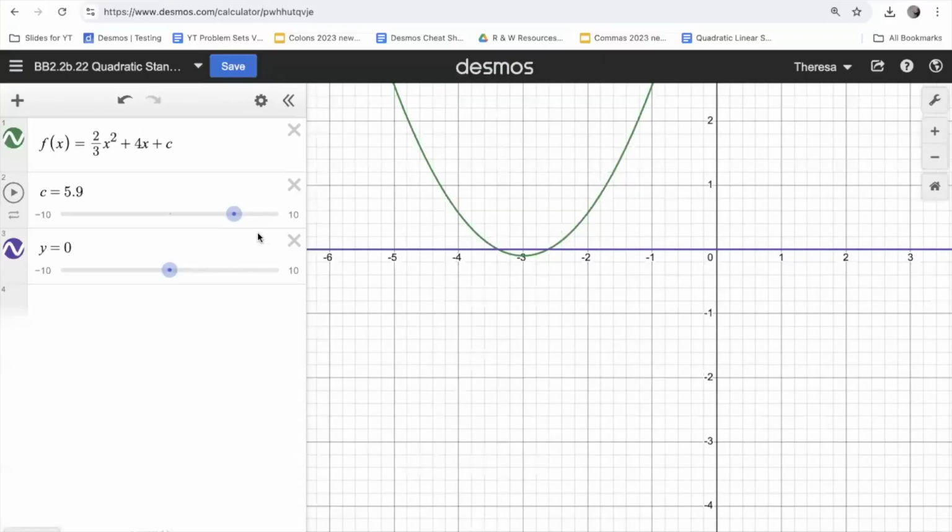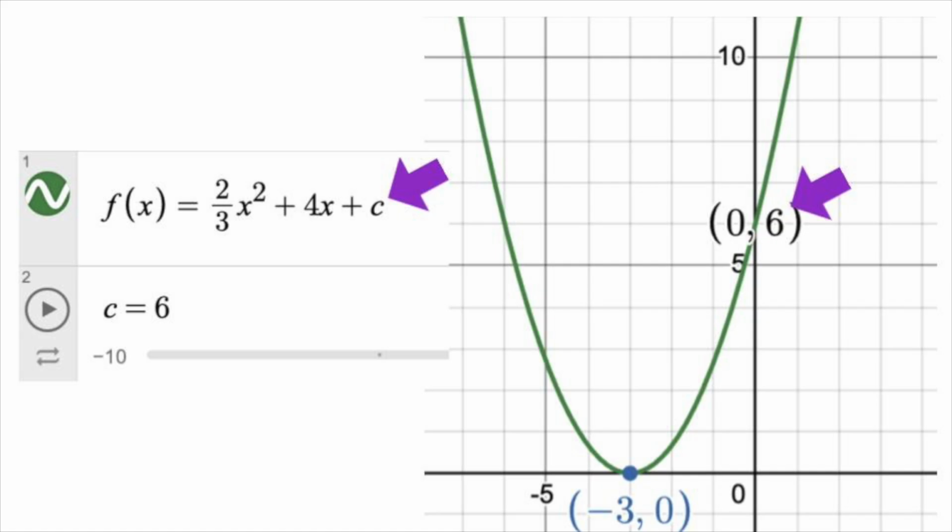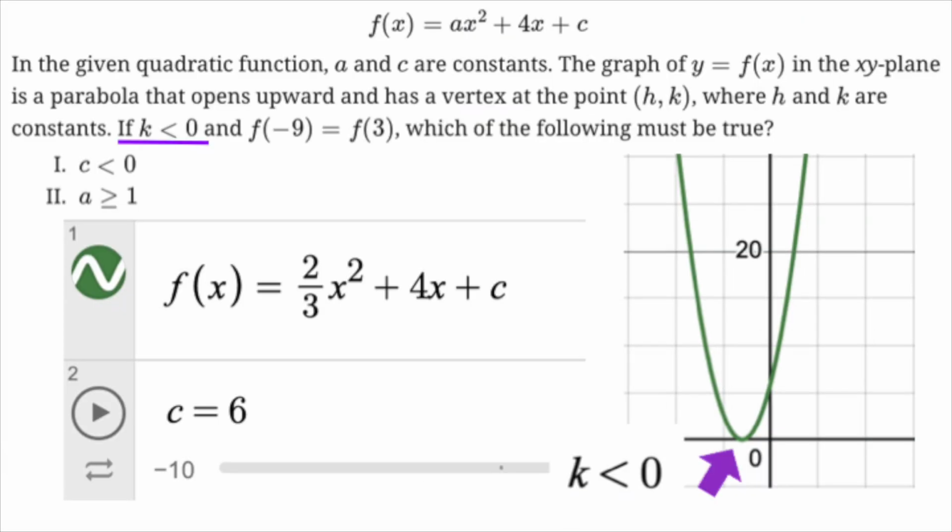Next, we want to find out if c must be less than 0. We can type our equation into Desmos with the a value we just calculated. Then we can add a slider for c. Remember that the question said that the k value is less than 0, meaning that the y-coordinate of the vertex of the parabola is negative or below 0.